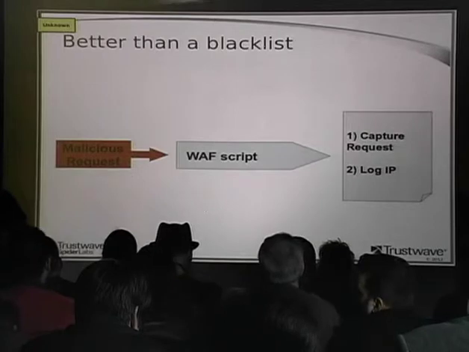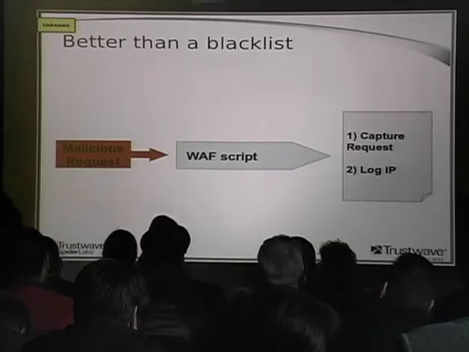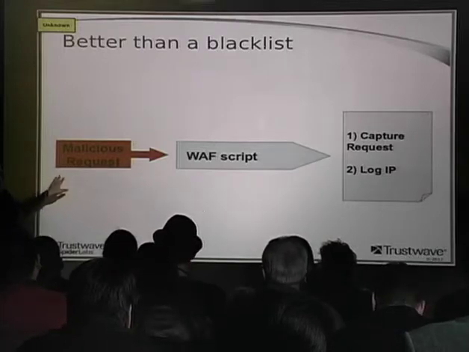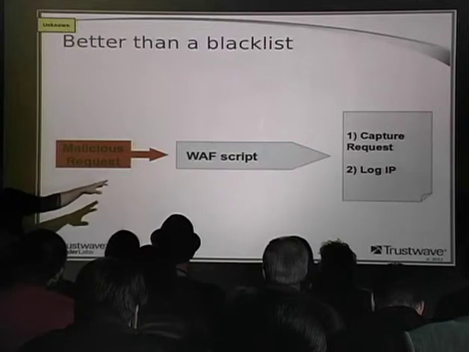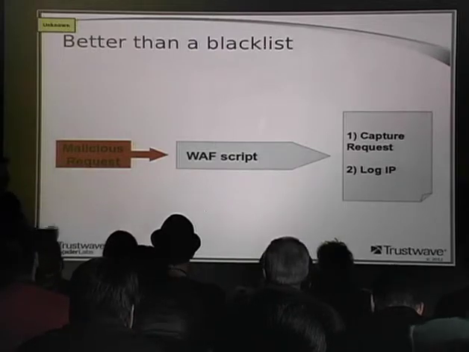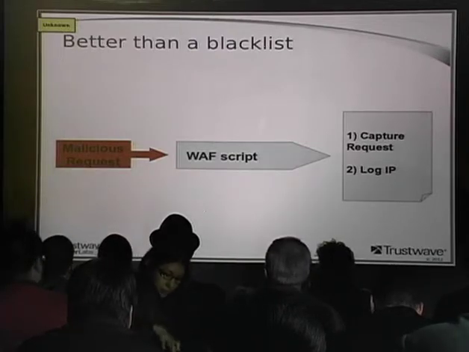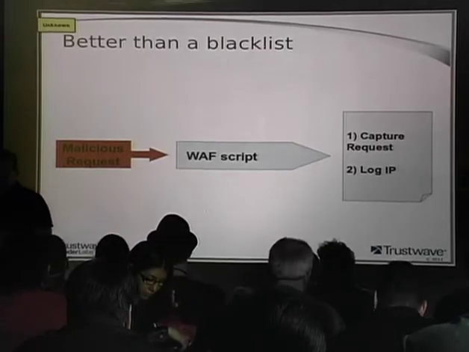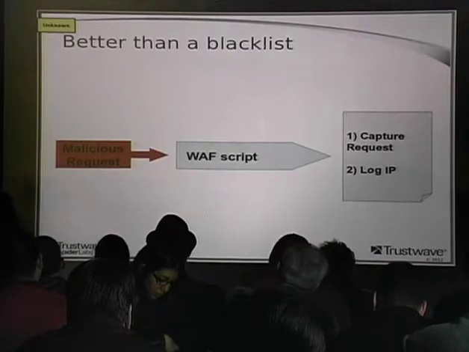So I want to do something here better than a blacklist. I don't want to just deny everybody's requests just because I know they're bad. Here's what I want: a malicious request comes in, I know it's malicious. The WAF script first captures the request and logs it, because that's good information. Two, I want to log that IP address, just like I did earlier with that blacklist.txt stuff.